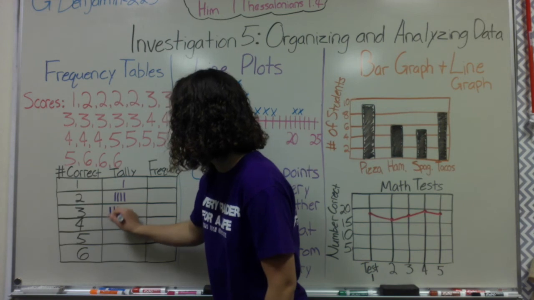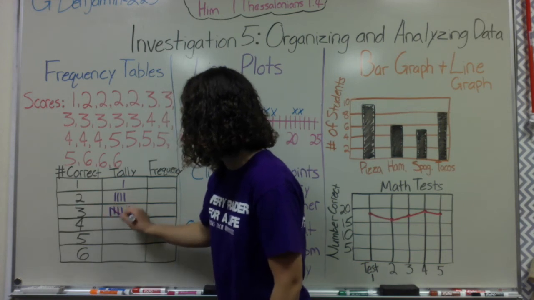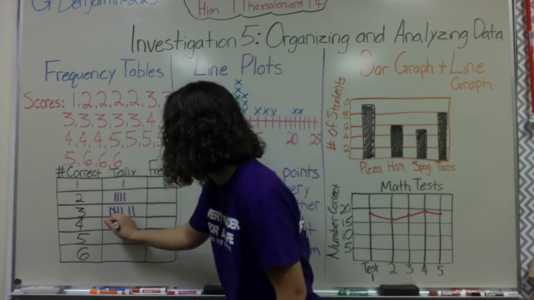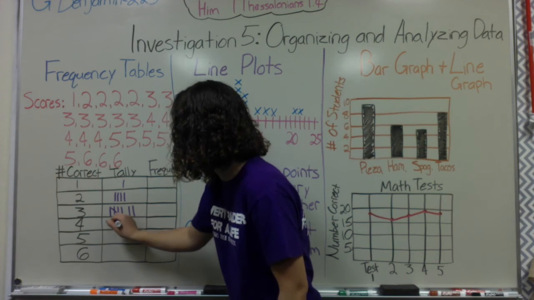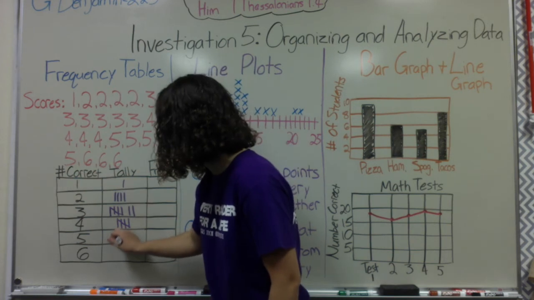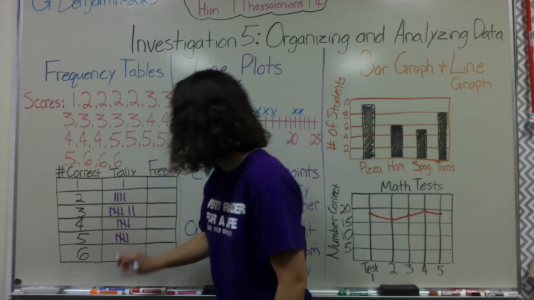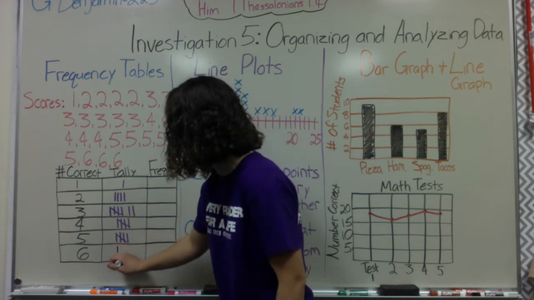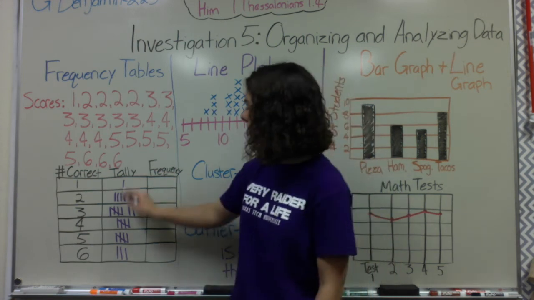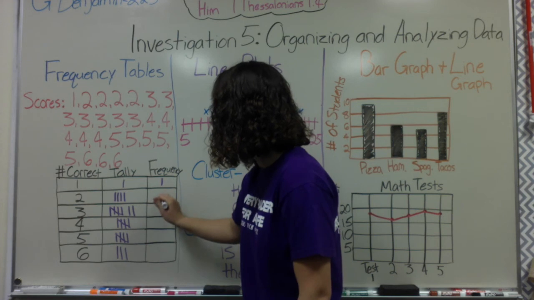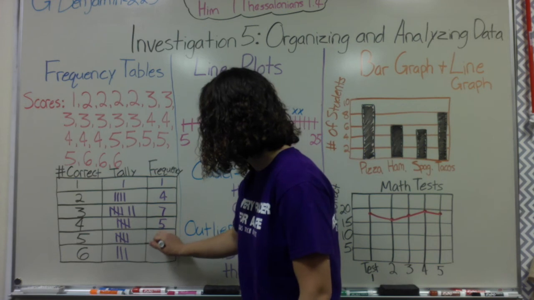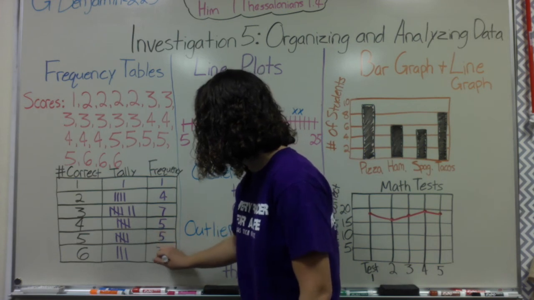1, 2, 3, 4, crossover for 5, 6, 7. And then 4 correct: 1, 2, 3, 4, crossover for 5. And 5 correct: 1, 2, 3, 4, 5. And for 6, there are 3 people that got all 6 correct. And then when I write down my frequency, it is basically how many tally marks I have in this column. So there's 1, I have 4 here, I have 7 here, 5, 5, and 3.